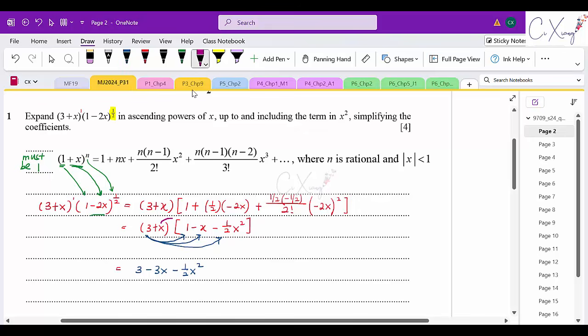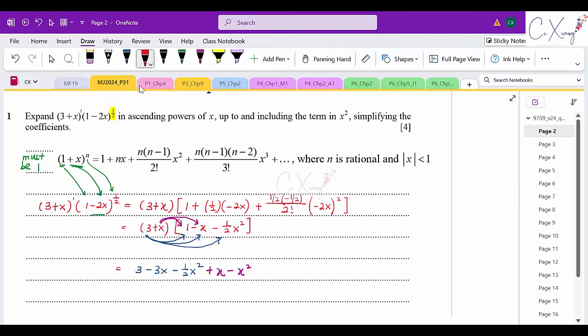For the x in the first bracket, I multiply x with 1, so I have x. Then x multiplied by negative x gives negative x squared. I'm not going to multiply x with the last term because I will get x power 3, which is not needed in our question. So I will just take x multiplied by the first two terms in the second bracket, and the next step is to simplify them. If you simplify them carefully, your final answer will look something like this.